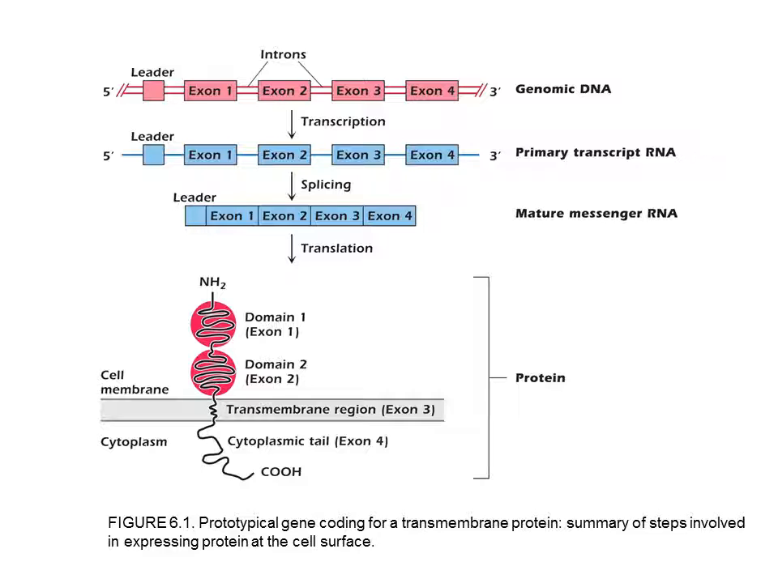So what you will see is that the introns disappear, and then you have a mature messenger RNA. Mature messenger RNA, in terms of exon 1, exon 2, exon 3, and exon 4, is then translated into a protein, and you can see a full protein over here in this case.